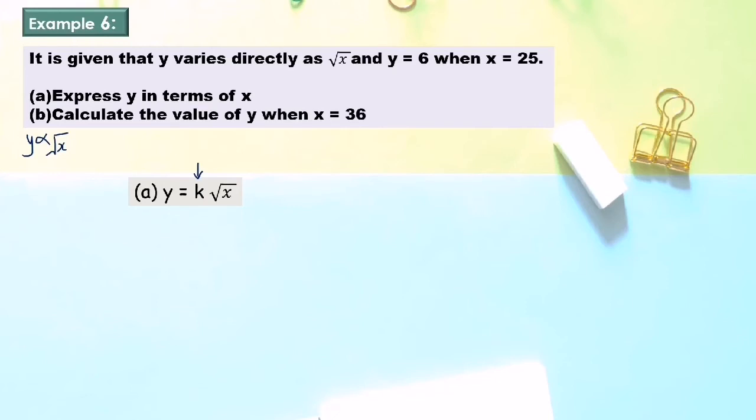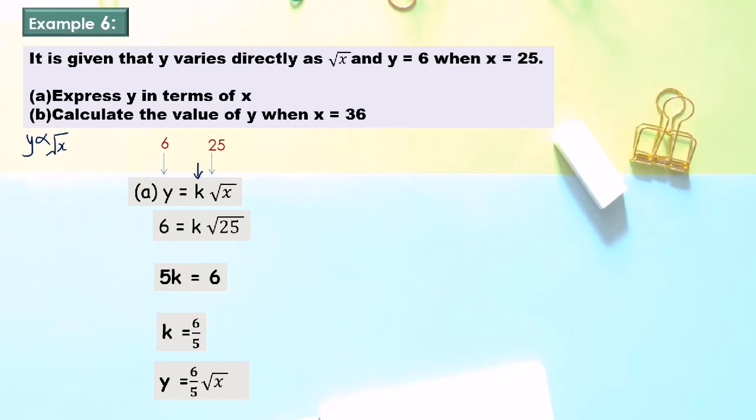Then what you must do is substitute the value of y equals to 6 and x equals to 25 into the equation. After that, you can find the value of k. 5k equals to 6. k equals to 6 divided by 5. Understand? Okay, so now we can express y in terms of x. y equals to 6 over 5 square root of x.